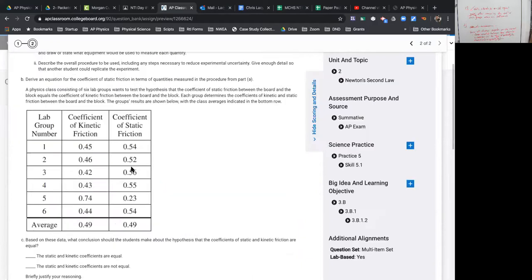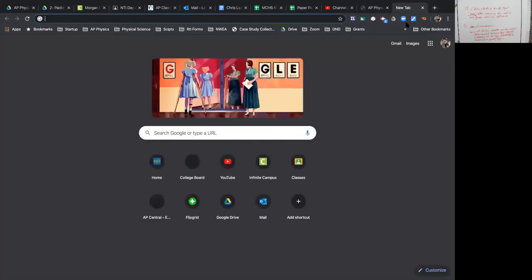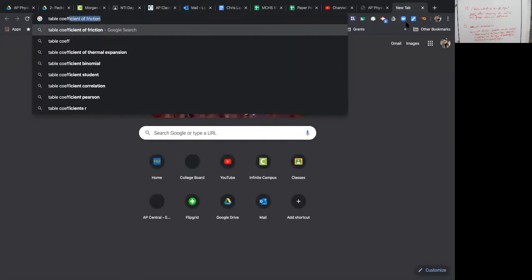That's odd. On to part D, a metal disc is glued to the top of the wood block. This was the one that I redid multiple times. The mass of the block is twice the mass of the original block. Does the coefficient of static friction change? Let me see if I can find you a table on coefficients of friction. Table coefficient.